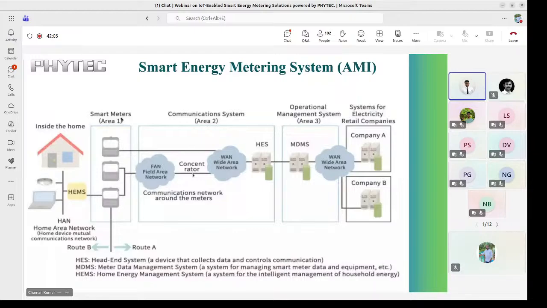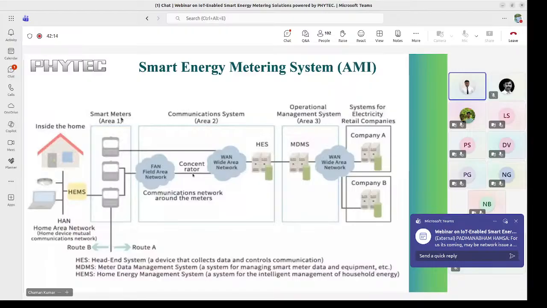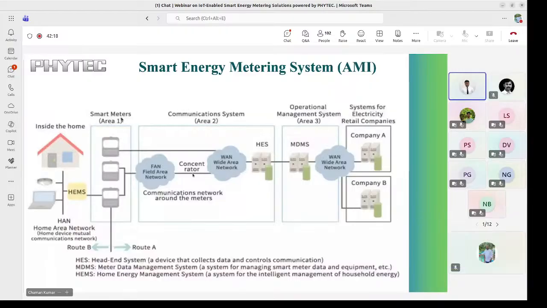So how will it send the data? It will collect the data from the data concentrator unit, and send it through the wide area network. Wide area network means through the internet. Through the internet, it will send the data to the head end system. The head end system collects the data and decrypts it. It will understand the data in terms of OBIS codes, meaning the DLMS format.